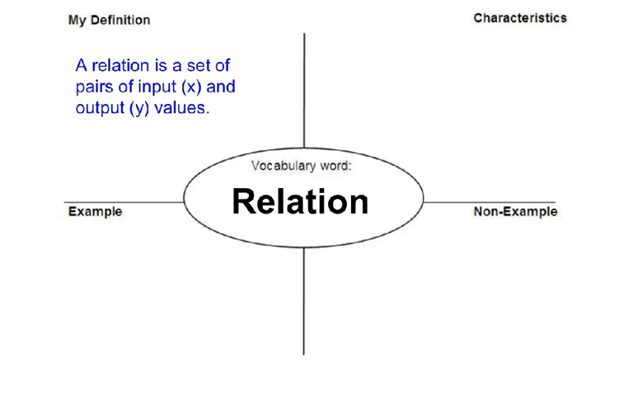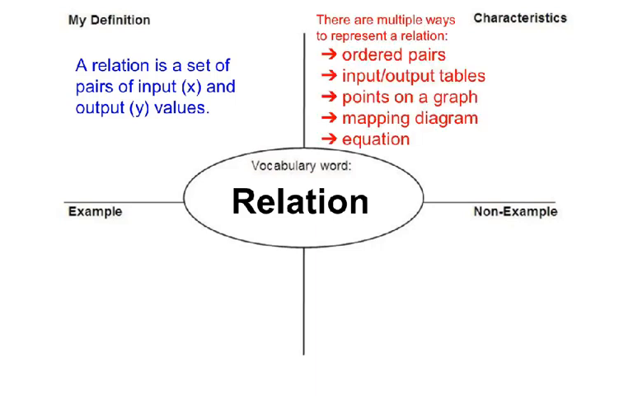So now let's look at some characteristics of relations. There are multiple forms that we can represent a relation with. The first one might be ordered pairs, so the point (2, 1) would be an ordered pair. Maybe an input-output table, which sometimes is a vertical table, or it could be a horizontal table, which we'll get to in some later examples. Since we can write them as ordered pairs, that means we can also graph them as a point on a coordinate plane.